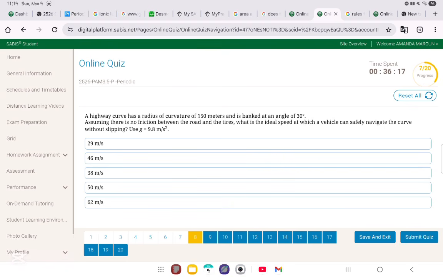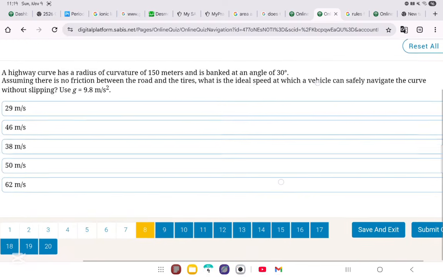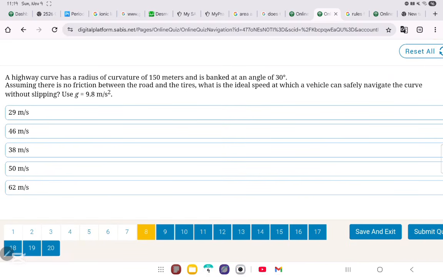It's a very important question. Now, I'm not sure if we ever took something like this before, but I did some research, I checked some methods, and I was able to make some kind of sense out of it, okay? So they told us a highway curve has a radius of curvature of 50 meters and is banked. What do they mean by banked? They mean the angle theta at an angle of 30 degrees.